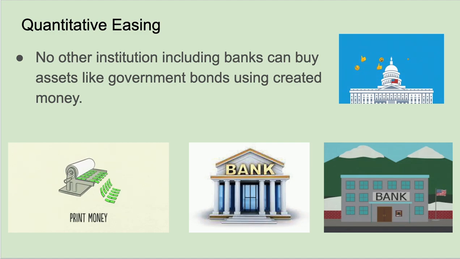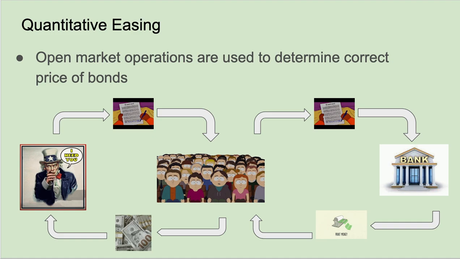No one else, even other banks, can buy government bonds or any other asset by printing new money. The idea is that, firstly, the government will issue bonds into the open market. Then the central bank will buy those bonds from the people who first bought them from the government, and they do so by creating more money. The overall end state is that the government now has more new money which they can put to use.